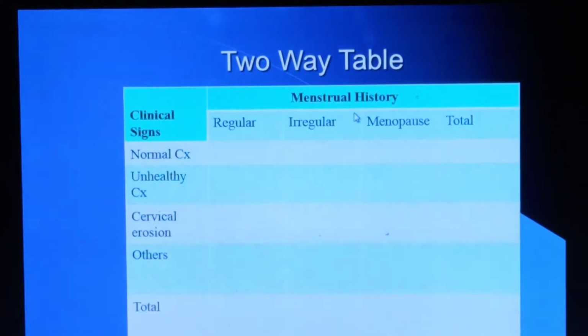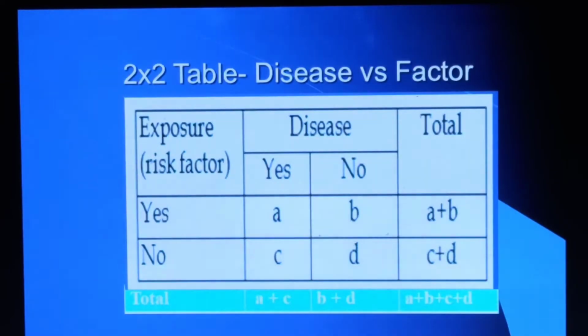And for qualitative data, in earlier videos, for between two qualitative variables, when we want to see the association, we cross-tabulated it, and a two-way table is generated. So that is a primary requirement.